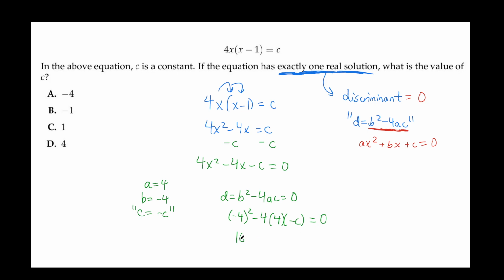Simplifying this, we get 16 plus 16c equals 0. Dividing everything by 16 gives us that 1 plus c equals 0, which implies that c is equal to minus 1, giving us our answer.